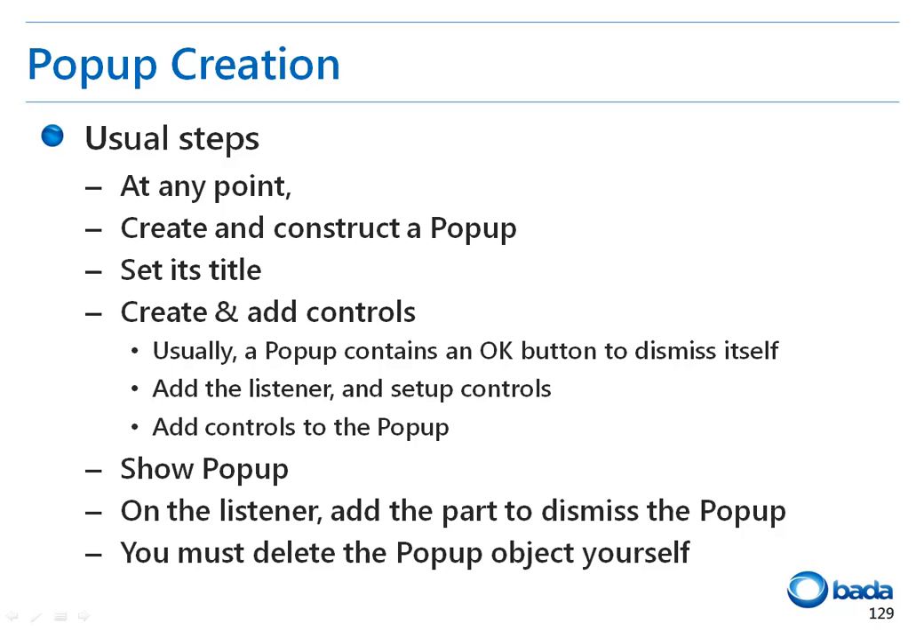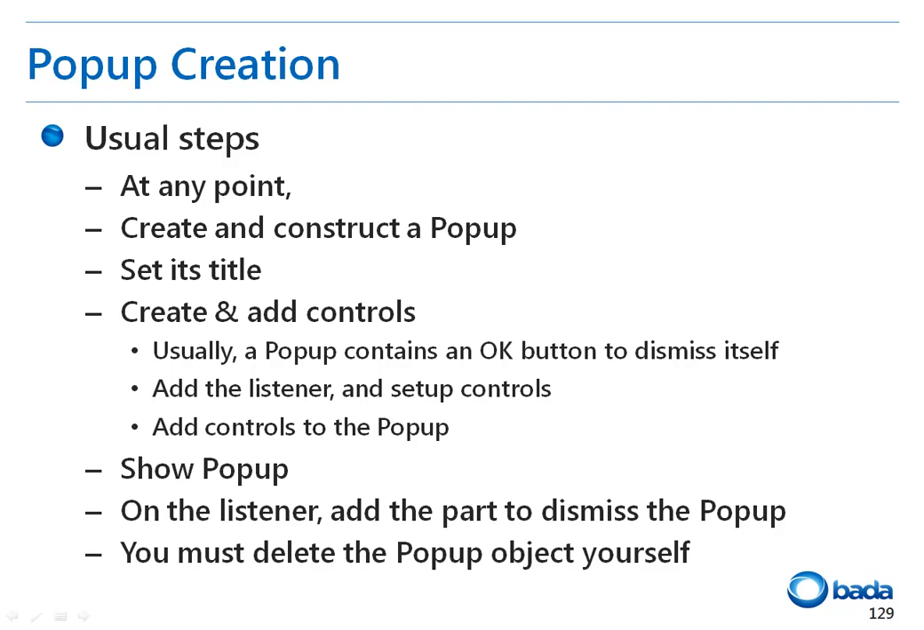Let's see how we can create a pop-up. In general, you can create a pop-up in any part of a program. First, create and construct the pop-up. Then, set the pop-up title and add additional controls to the pop-up. In most cases, a pop-up has simple buttons, such as the OK and Cancel buttons. Create these controls, add a listener to them, and add them to the pop-up. After that, display the pop-up on the screen.